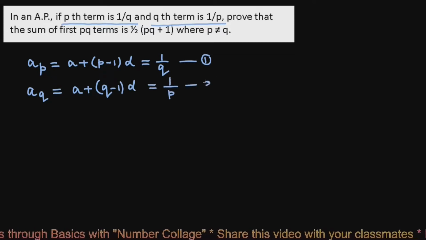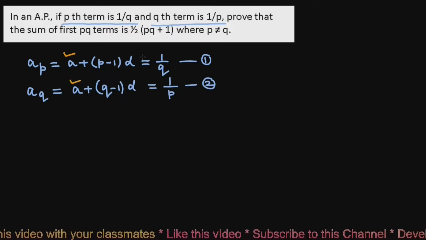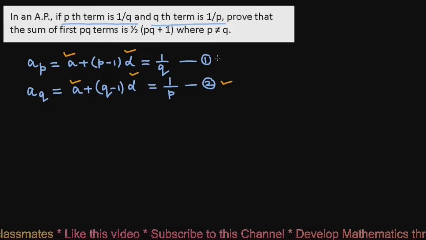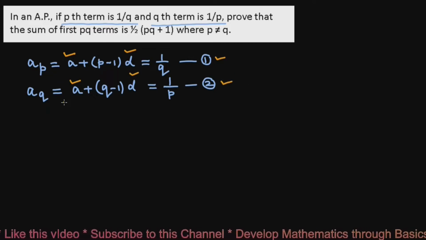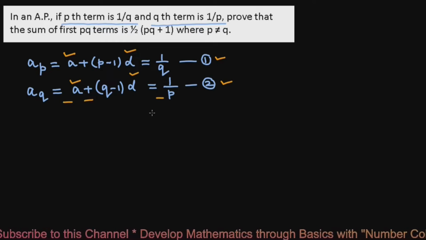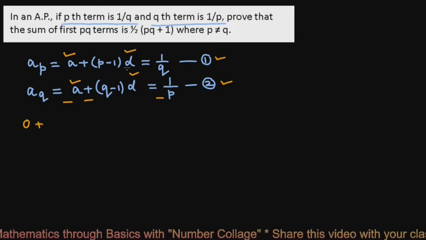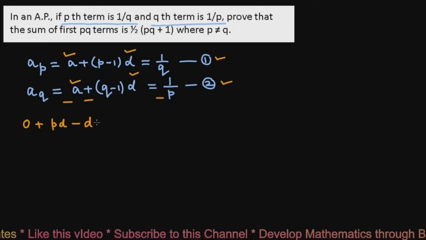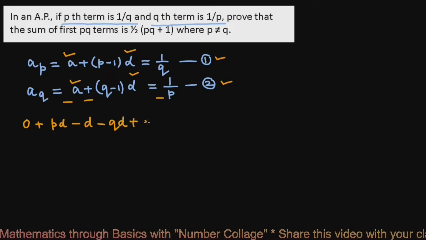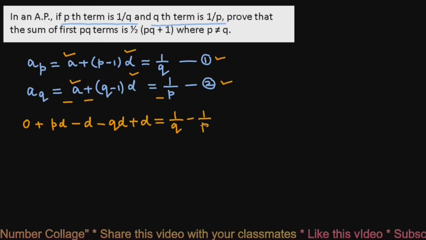We name this 2. In order to eliminate a so that we will get an equation in d, we will subtract the second equation from the first one. So we change the signs. This will be minus, minus, and this will be minus. So a minus a will be 0, plus this will be pd minus d minus qd and minus minus plus d, which equals 1 by q minus 1 by p.